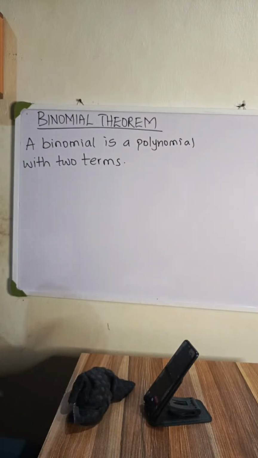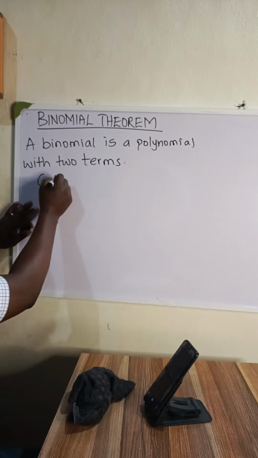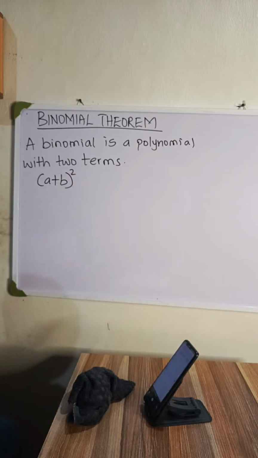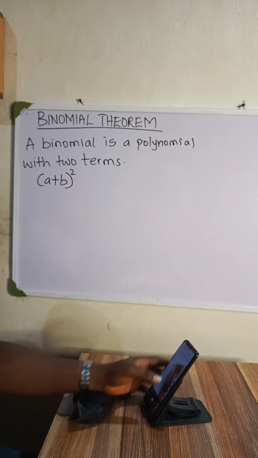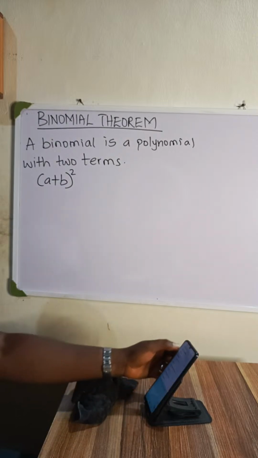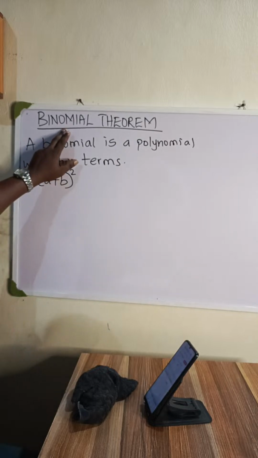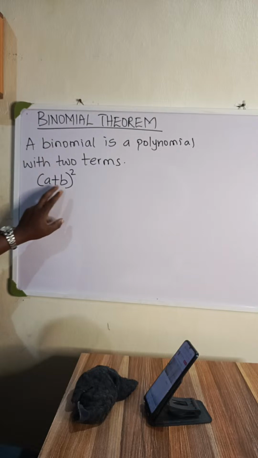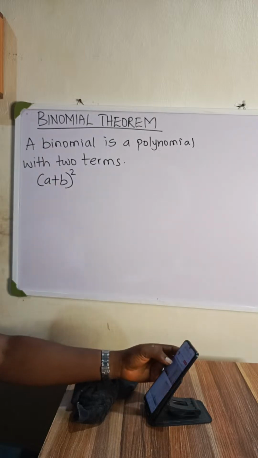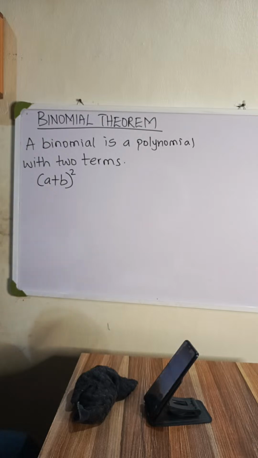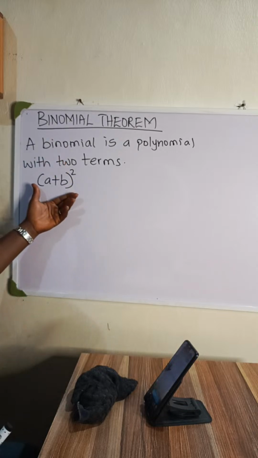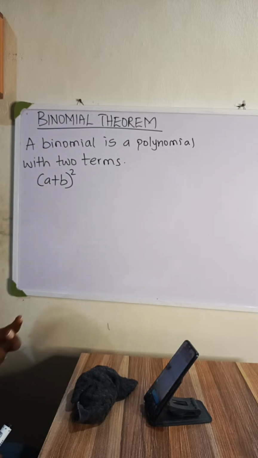So if I have a situation where I have (a plus b) squared, a plus b, this is a binomial because it contains 2 terms, right? 2 terms. So this binomial is multiplying itself, (a plus b) squared. Now, it is very easy to expand this, okay?